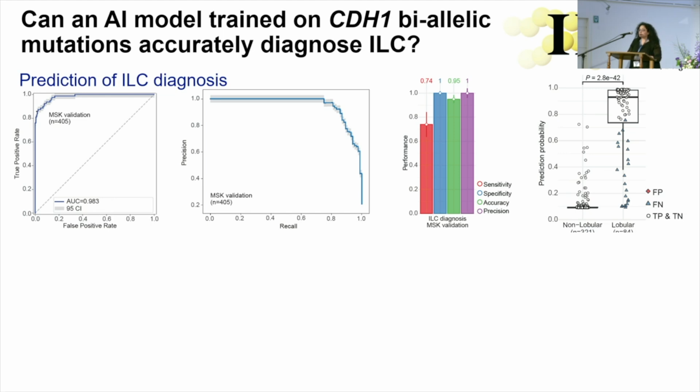Lastly, we asked ourselves, can this model that was trained using a genetic ground truth diagnose lobular carcinoma? And it diagnosed lobular carcinoma pretty well, with a great area under the curve and very nice metrics. But this time, we saw a set of false negative cases. These were the problematic cases. So these cases were not detected by the algorithm, but according to our pathologic diagnosis, these cases were lobular.